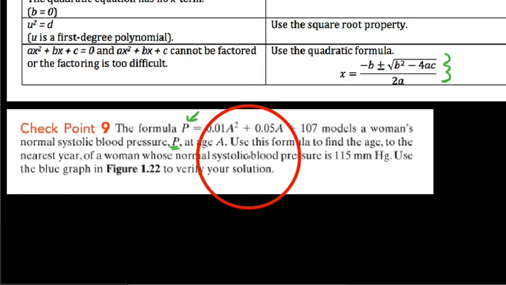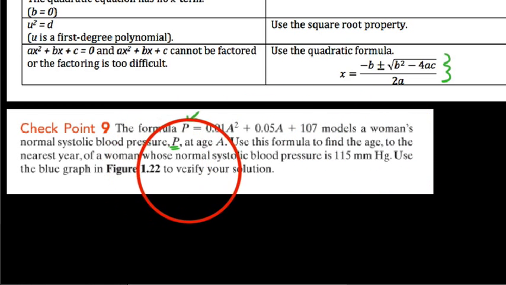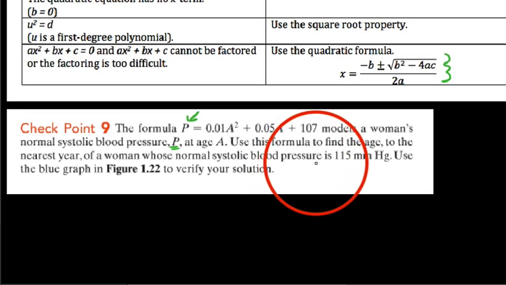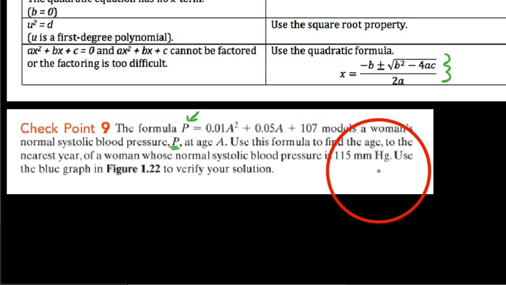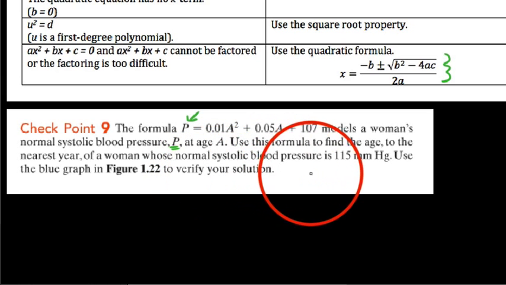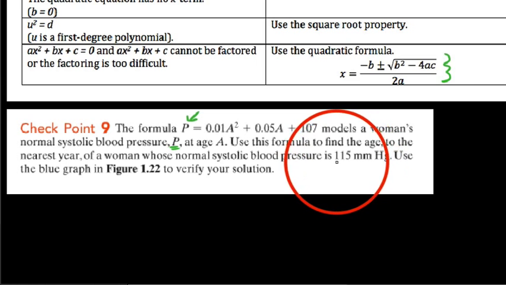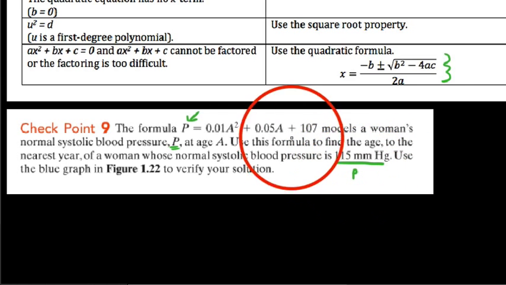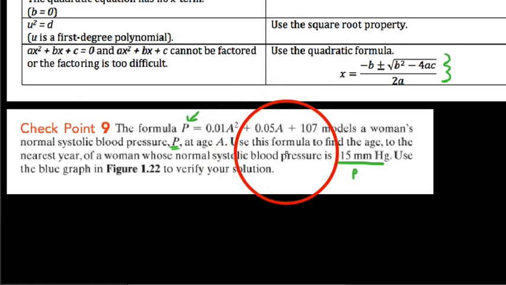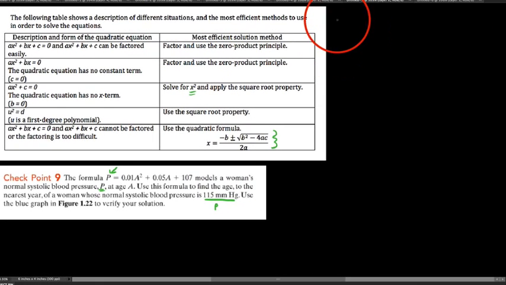What we want to do is use this formula to find the age, to the nearest year, of a woman whose normal systolic blood pressure is 115 millimeters of mercury. I don't have the graph that's also included with this example, but what we've been given is the blood pressure, P, and we've been asked to solve backwards for A. So what we'll do instantly is say, if P is equal to 115, let's rewrite this equation where we substitute 115 in for P on the left side, and then we get this.